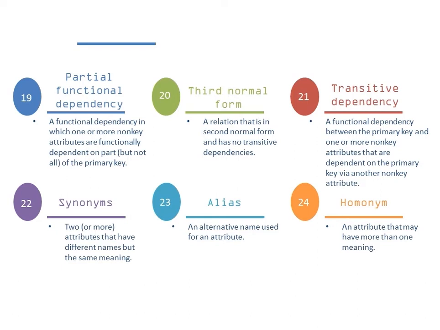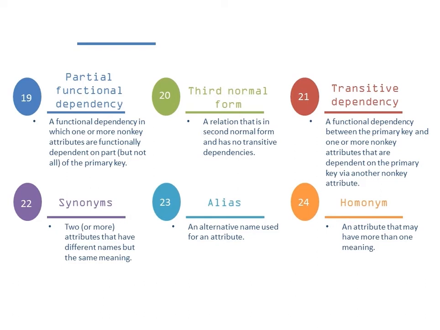And 21, transitive dependency. A transitive dependency is a functional dependency between the primary key and one or more non-key attributes that are dependent on the primary key via another non-key attribute. For example, in a condition where there are three attributes A, B, C, and the dependencies are A to B and B to C, then C is said to be transitively dependent on A through B.